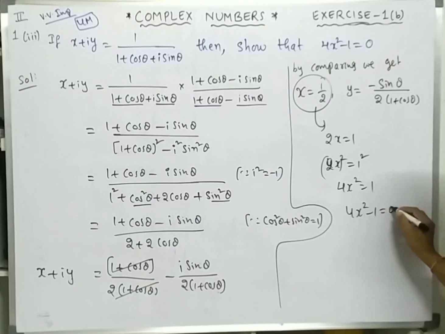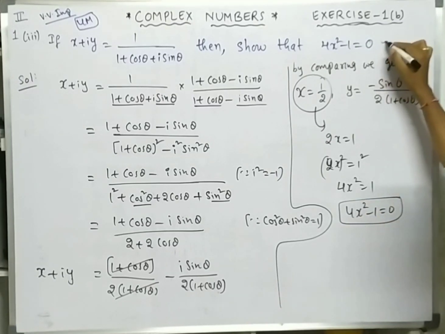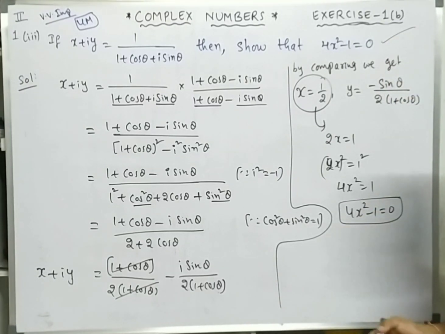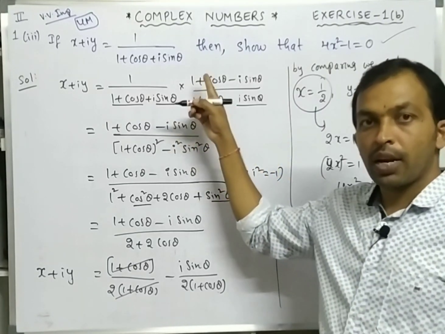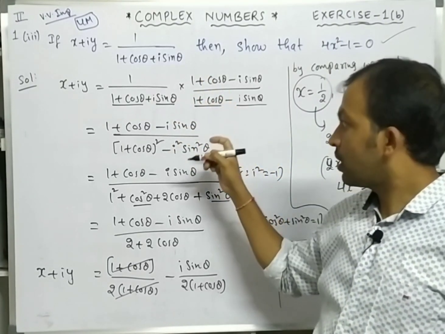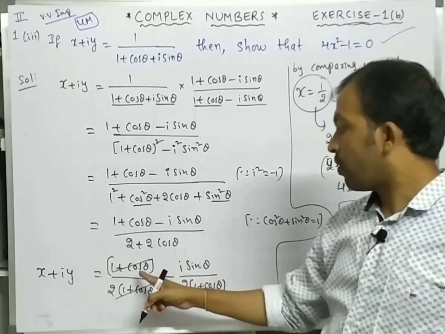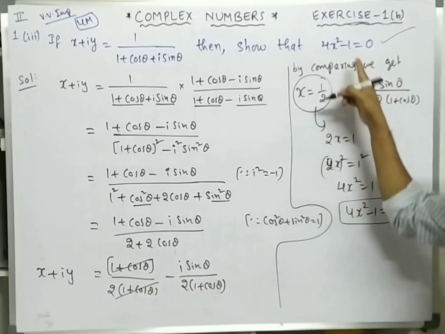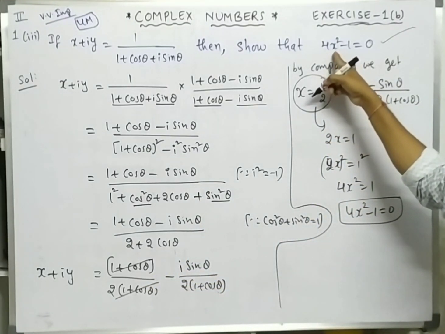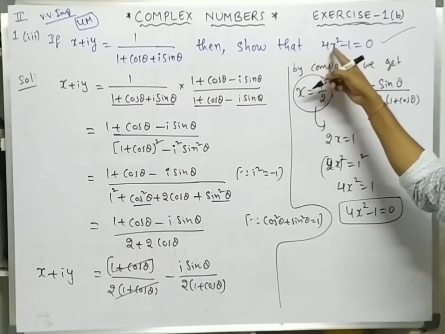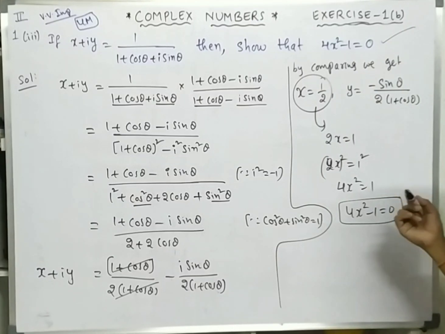4x square minus 1 is equal to 0, which is the required proof. Multiply numerator and denominator with the conjugate and simplify, you will get x is equal to 1 by 2. Substitute x is equal to 1 by 2 in the left hand side part: 1 by 2 whole square means 1 by 4, 4 cancels, 1 minus 1 becomes 0, which is equal to the right hand side.